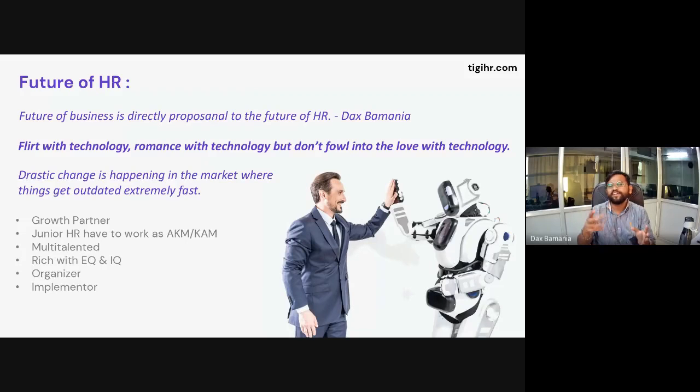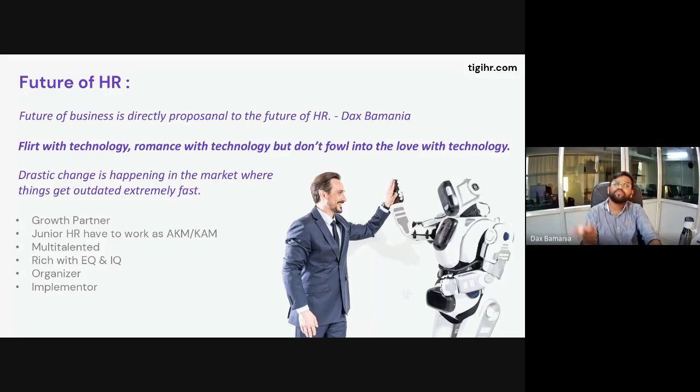I can give you one idea: flirt with technology, romance with technology, but do not fall in love with the technology, because it can change. Drastic change is happening in the market, where things get outdated extremely fast. So we need to focus on that particular change and adapt ourselves to it.